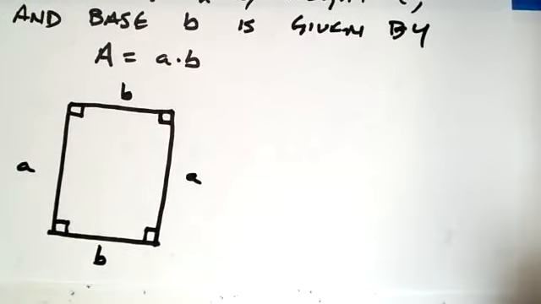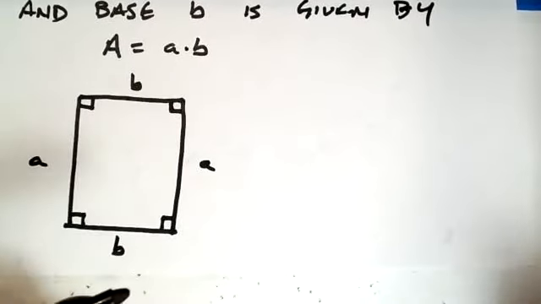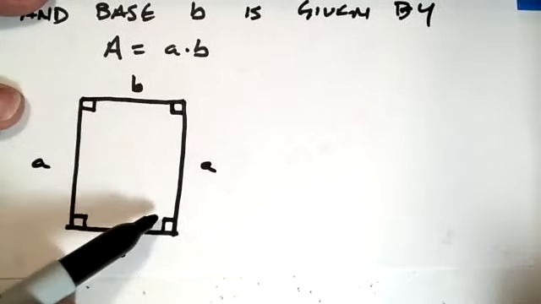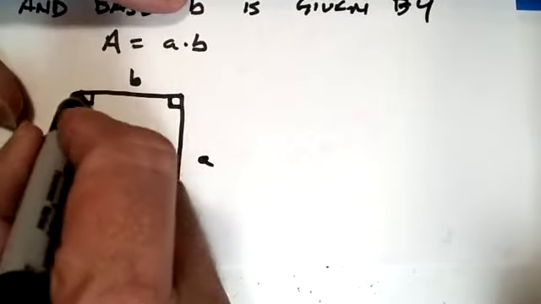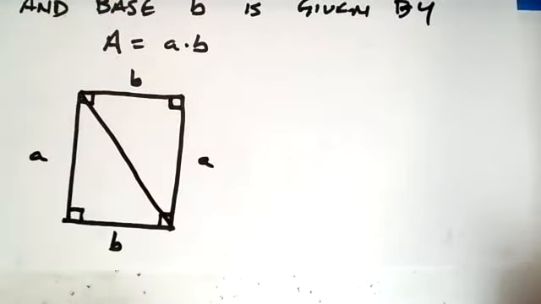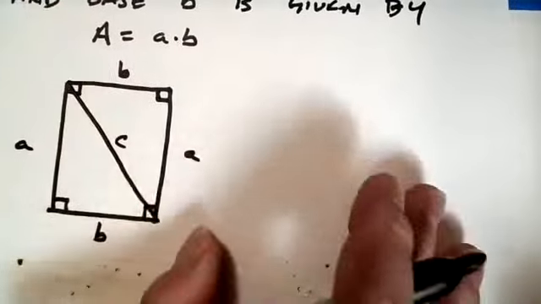Now, what I'm going to do is, maybe I won't write it all down very formally, but let me just start with this. I'm going to connect the two opposite corners. It doesn't really matter which one I pick, but let me just pick this one. Okay, and I will label this length C.